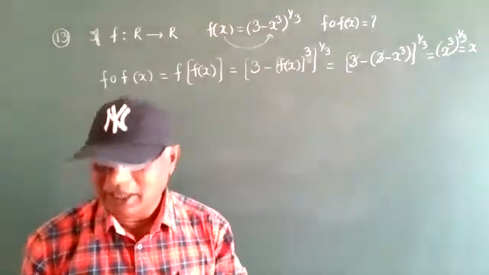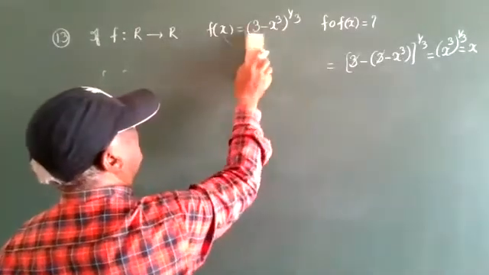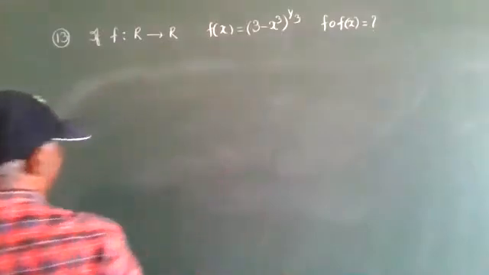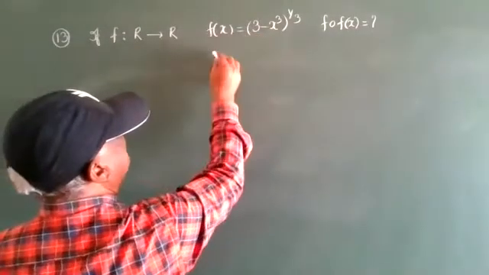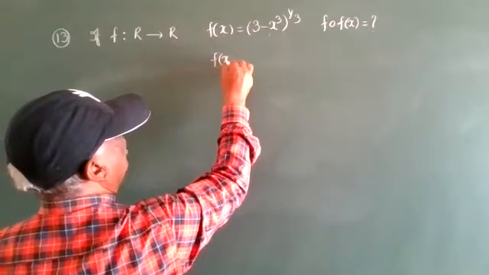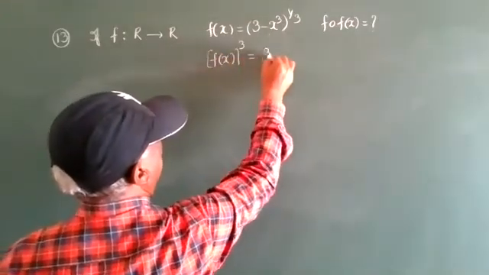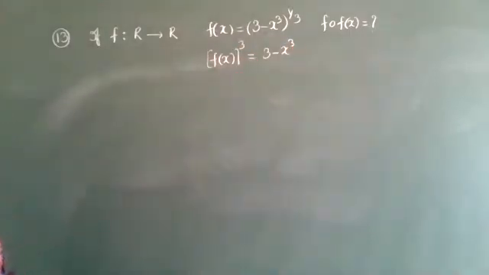Once again, does anyone have a doubt? Once again, I am doing the problem. Everyone observe. Here f of x is there; cubing on both sides, f of x cube is equal to 3 minus x cube. Is it clear? Cubing on both sides.